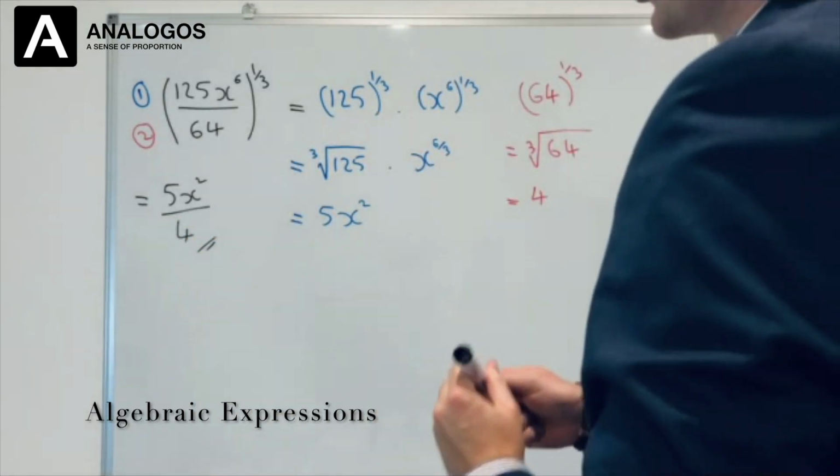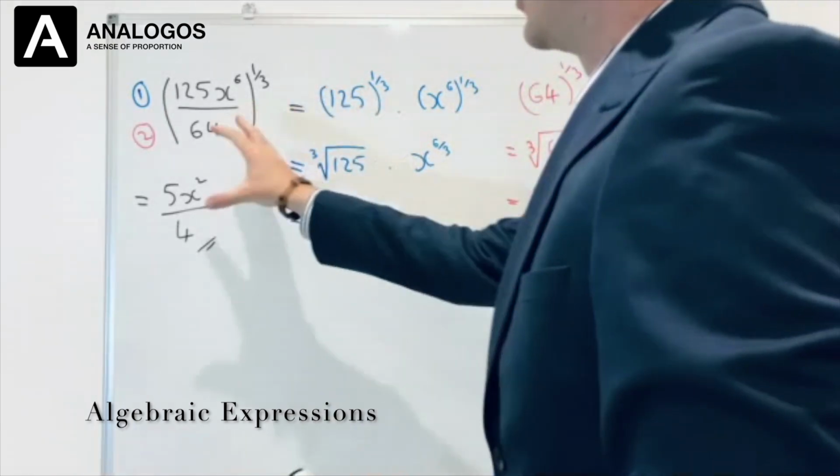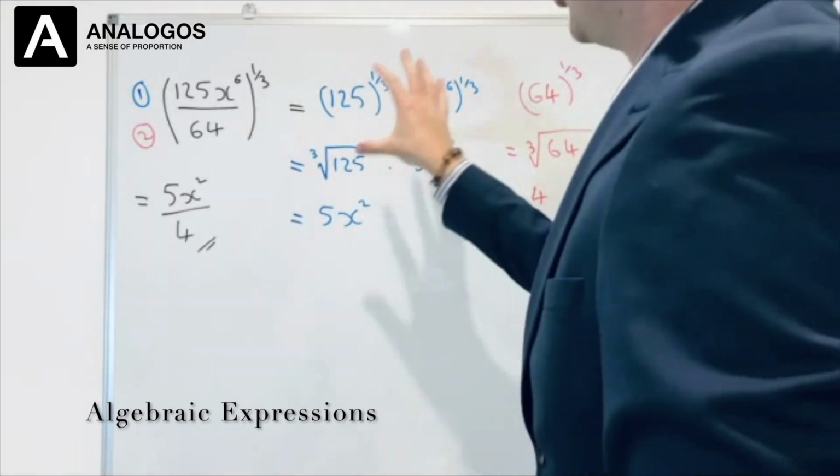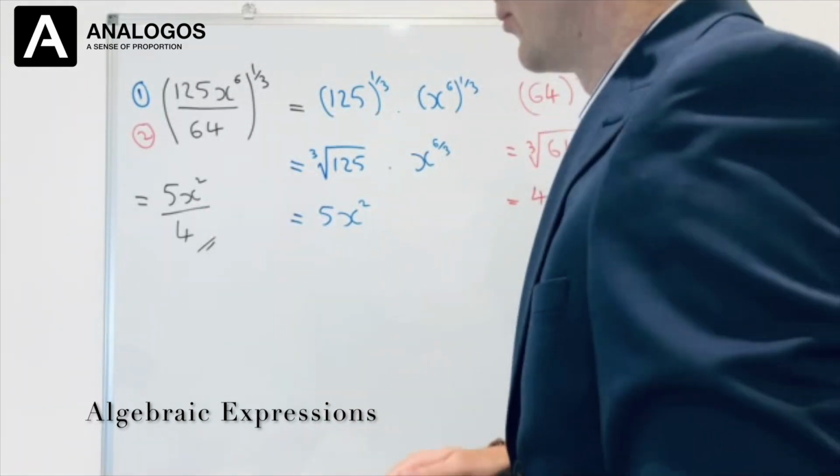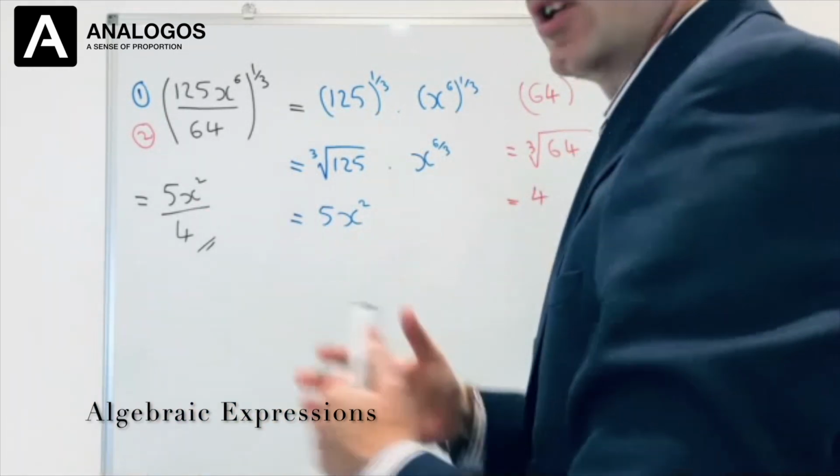And I think that's more straightforward than just tackling it straight away. I think breaking it down, numerator first, then the denominator, and then bringing it together is the best way to do it. Okay? All right, let's look at the next question.